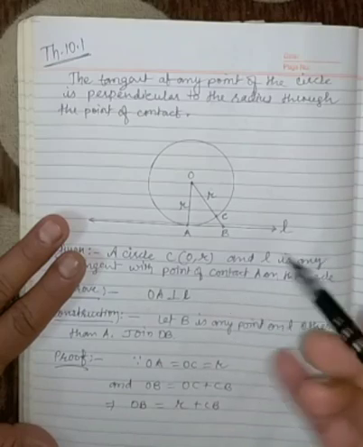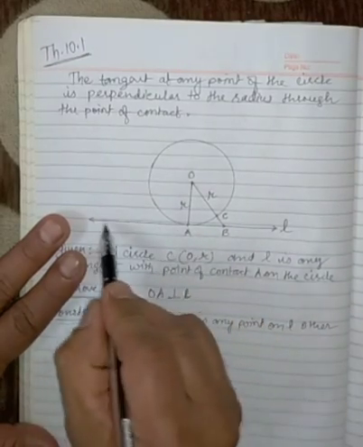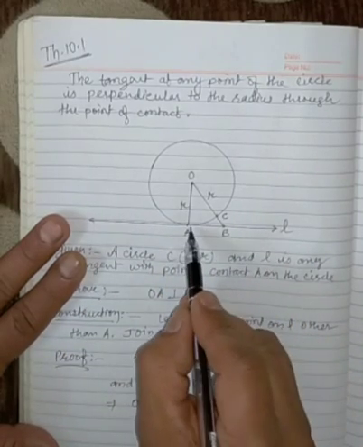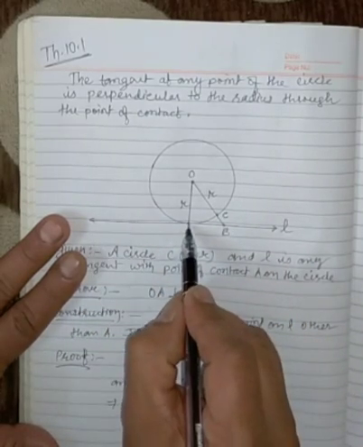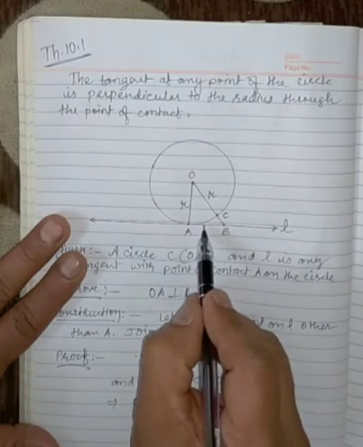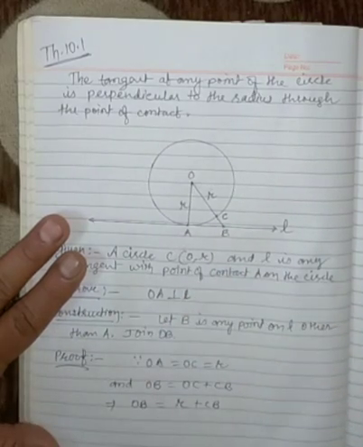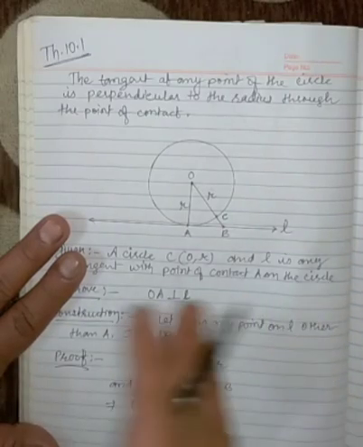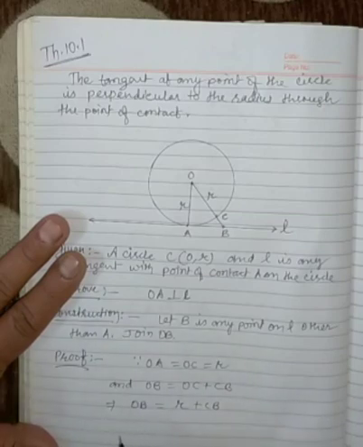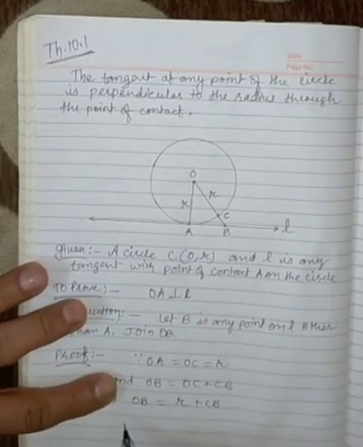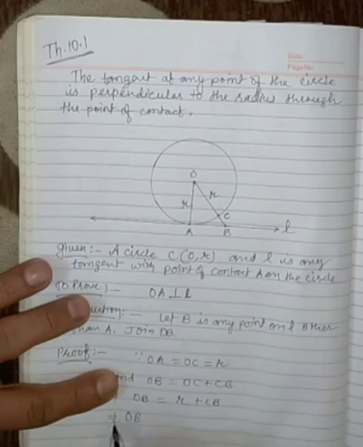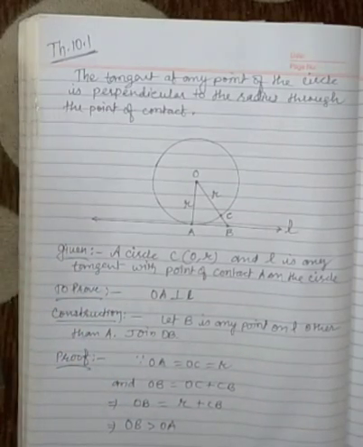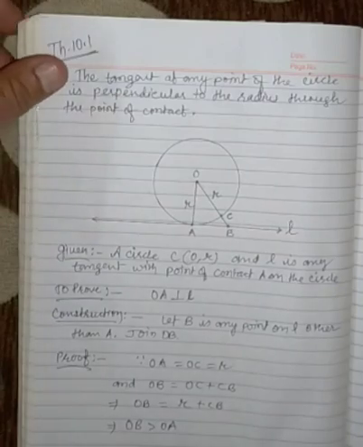Another explanation is that any point other than A on tangent L, since the tangent touches the circle at only one point, any other point taken will always remain outside the circle. Therefore, that line segment will become greater than the radius. So here OB becomes greater than OA.